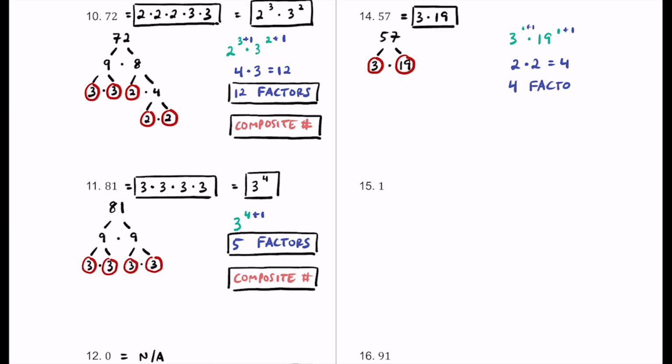It's going to be 1 and 57, and it's also going to be 3 times 19. So those are the 4 factors. And because it has more than 2 factors, but not an infinite amount of factors, it is composite. All right, cool. So there is number 14. And if you thought 57 was prime, just try to use your divisibility rules to check that, okay?